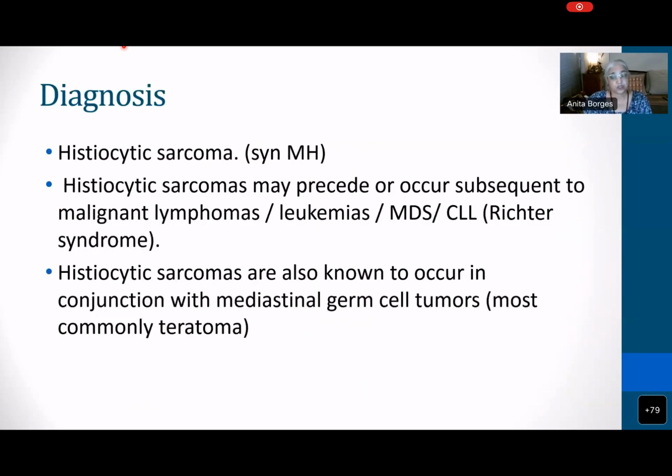It's a strange phenomenon, but just like we said that plasmacytoid dendritic cell tumors may be associated with proliferations of myeloid tumors, histiocytic sarcomas may precede or occur subsequent to malignant lymphomas, leukemias, MDS, or CLLs. That's the Richter syndrome. And histiocytic sarcomas are also known to occur in conjunction with mediastinal germ cell tumors, most commonly teratomas. I don't know the explanation for that, whether there is a stem cell of myeloid derivation which gives rise to these histiocytic sarcomas in the anterior mediastinum when you have a germ cell tumor.